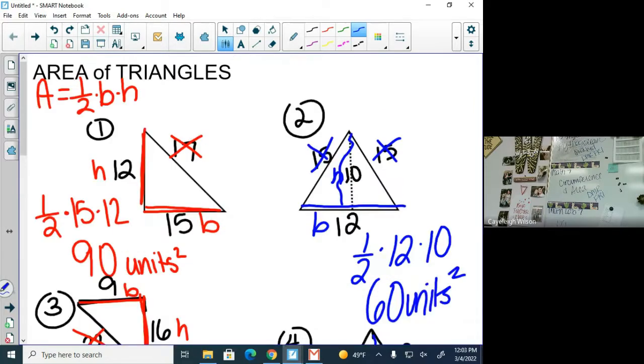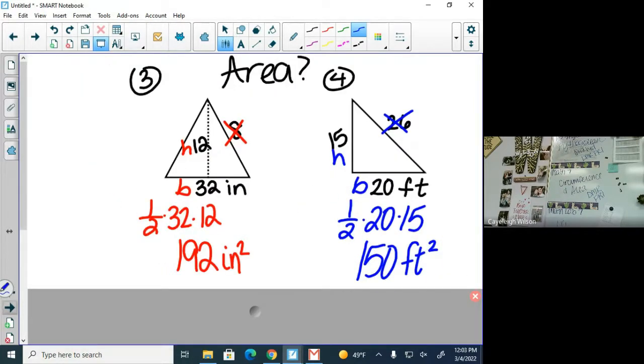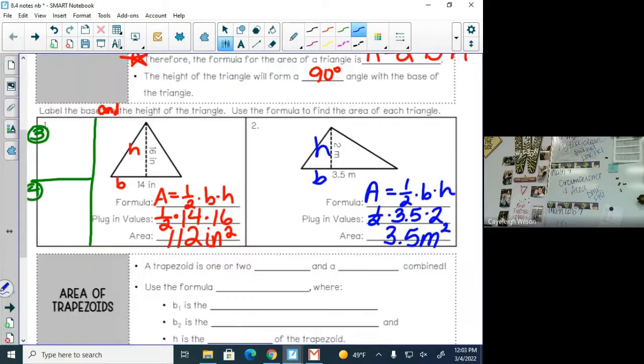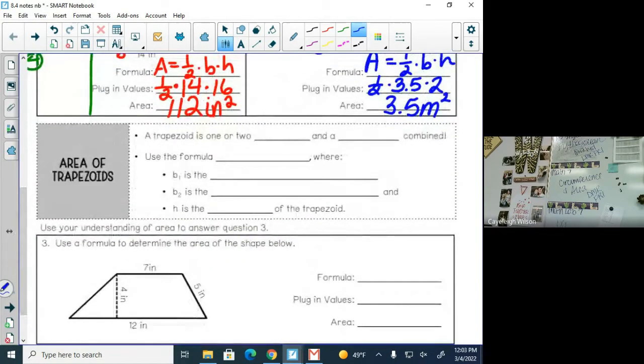Okay, going back to our notes. The other shape that we're going to look at today is a trapezoid. A trapezoid has 2 bases and 2 diagonals. Okay, that's what a trapezoid is. And the formula for area of a trapezoid is a little bit different. It's 1/2 times base 1 plus base 2 times the height.